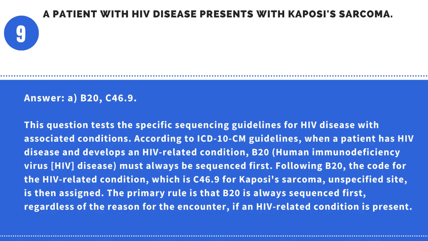B20, C46.9. This question tests the specific sequencing guidelines for HIV disease with associated conditions. According to ICD-10-CM guidelines, when a patient has HIV disease and develops an HIV-related condition, B20, human immunodeficiency virus, HIV disease, must always be sequenced first. Following B20, the code for the HIV-related condition, which is C46.9 for Kaposi's sarcoma, unspecified site, is then assigned. The primary rule is that B20 is always sequenced first, regardless of the reason for the encounter, if an HIV-related condition is present.